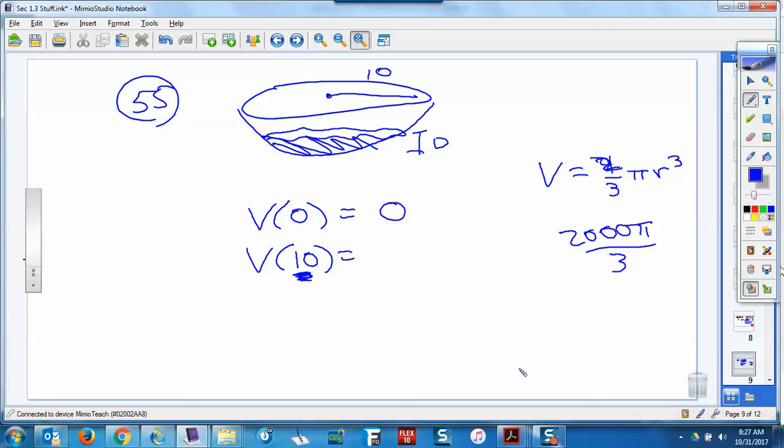And then which of those graphs could be V? A, B, C, or D? I think it's got to be C. It's got to start at 0, and that's just what we were talking about. The volume's going to be pretty small originally. Remember, D is your depth. So you go up 1 foot, and you got a little bit of volume. You go up another foot, you got a little more volume. You go up another foot.